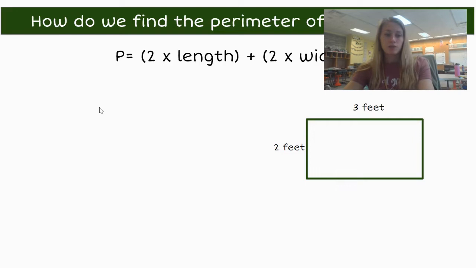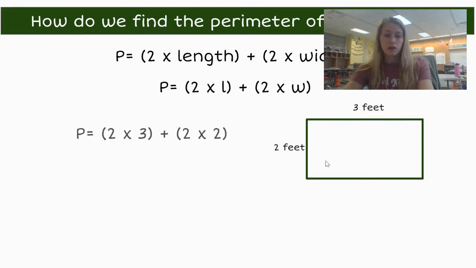Let's try it again. So now we have a new shape. So instead of adding each of the edges, let's see if we can use our knowledge of multiplying. So let's look at our length here. We have 3 feet by 2 feet is our width. So I'm going to take 2 times this 3 right here because I have a 3 on this side as well, plus 2 widths, meaning 2 feet over here and 2 feet over here.